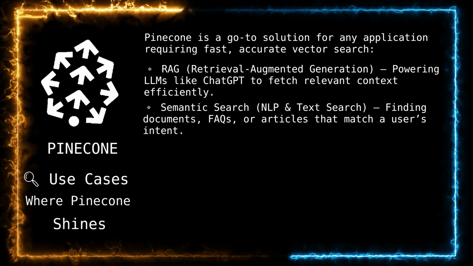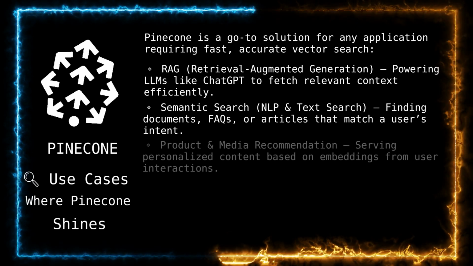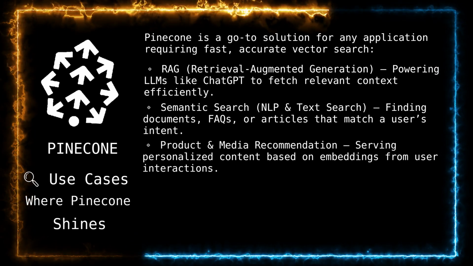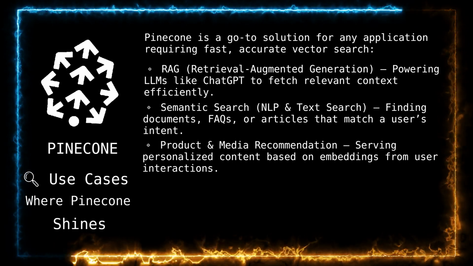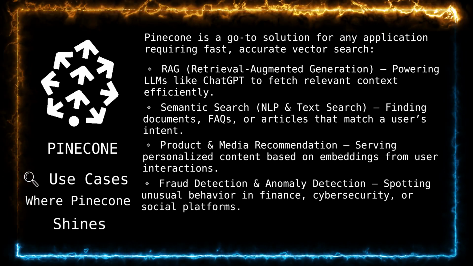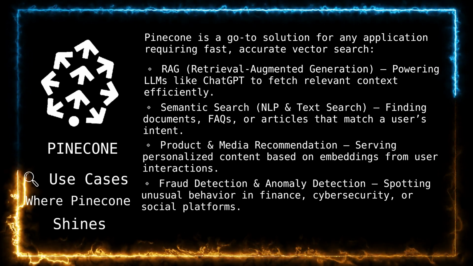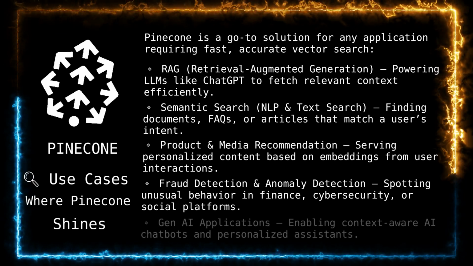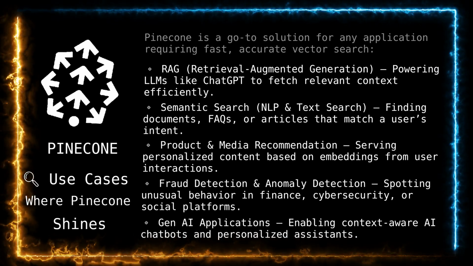Third, product and media recommendation, meaning serving personalized content based on embeddings from user interactions. Next, fraud and anomaly detection, meaning spotting unusual behavior in, for example, finance, cybersecurity, social platforms, and others. And last but not least, generative AI applications, enabling context-aware AI chatbots and personalized assistance.